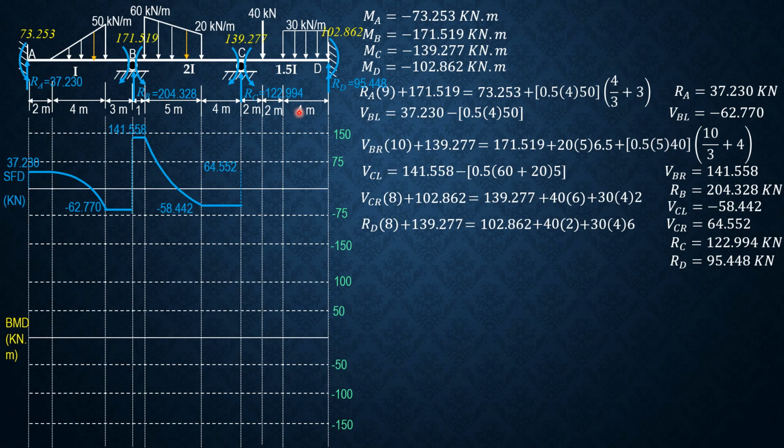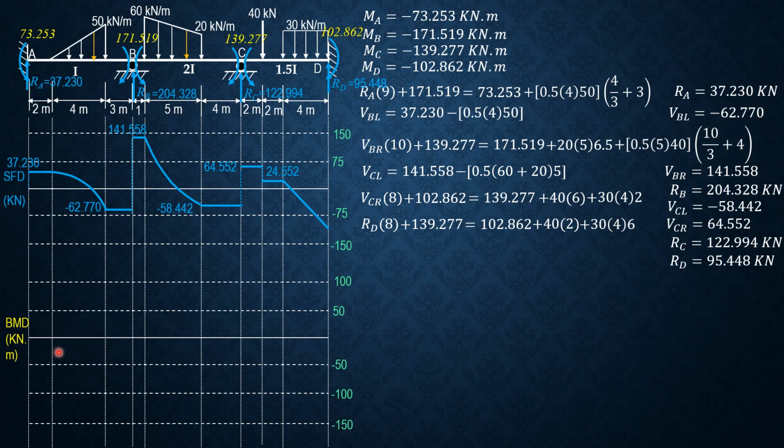Negative 58.442 plus 122.994, so it rises to 64.552, which is the shear at C just to the right. It checks. Then constant, minus 40, so it is 24.552. And constant, minus 30 times 4. So the ordinate here is negative 95.448, which is the shear at D just to the left. So plus RD, it closes to 0.